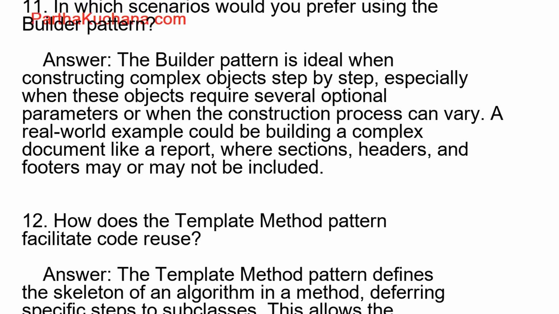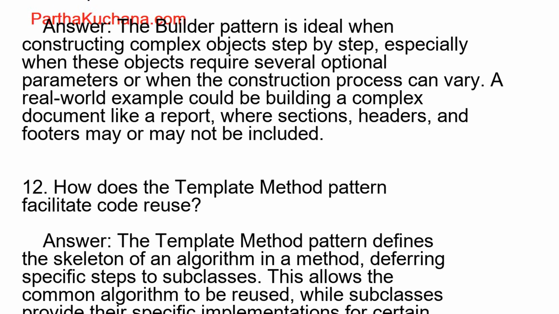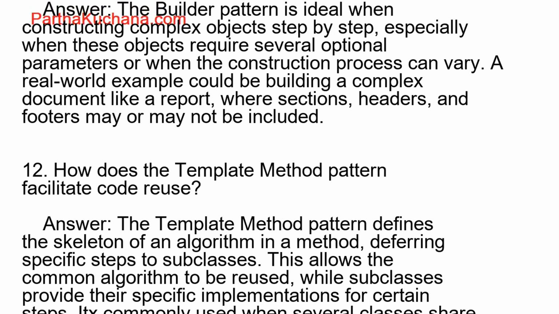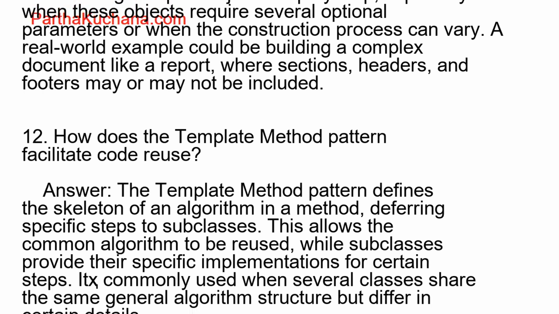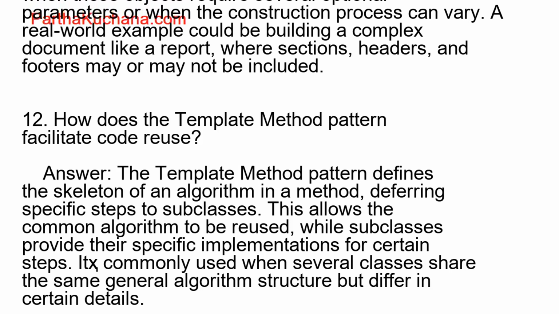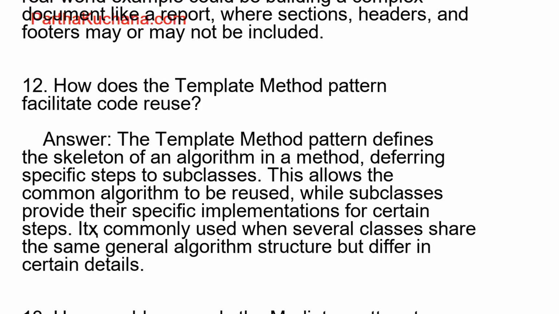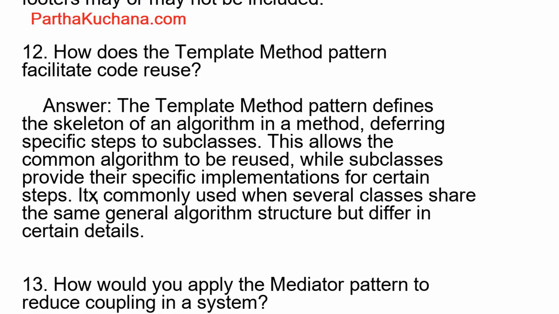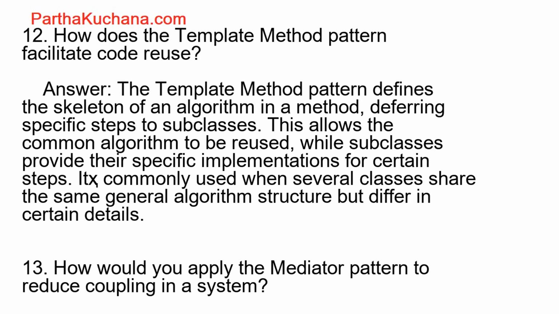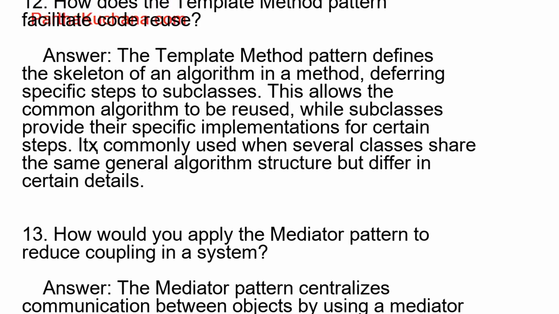The mediator pattern centralizes communication between objects by using a mediator object to manage their interactions. Instead of objects communicating directly with each other, leading to tight coupling, they send messages to the mediator, which handles the logic. This is useful in UI design, where buttons, text boxes, and labels can all communicate through a single mediator. 14. What problem does the flyweight pattern solve, and when would you use it?